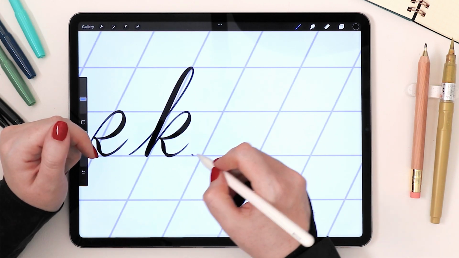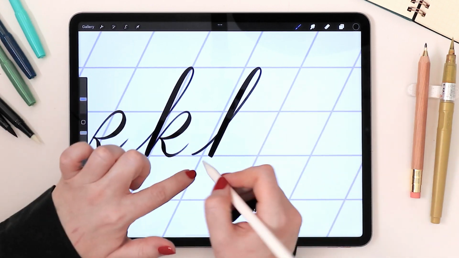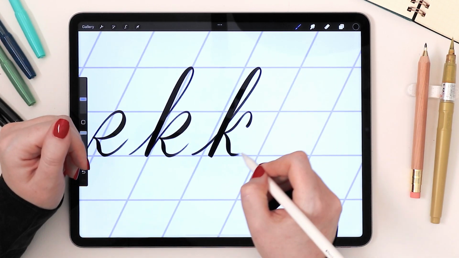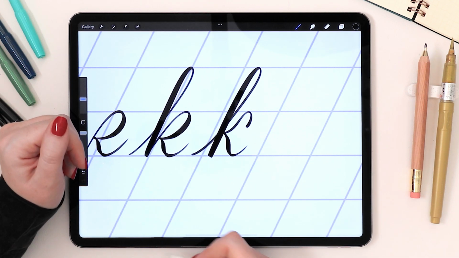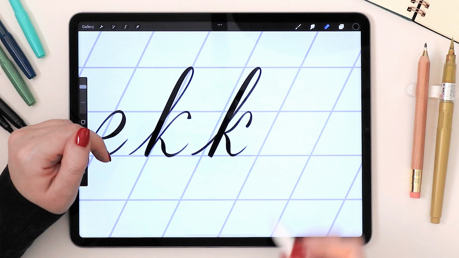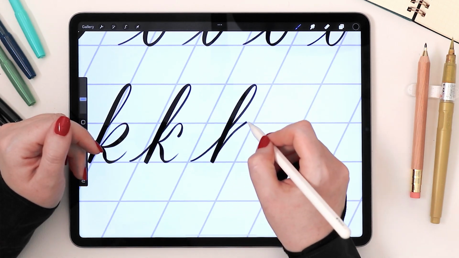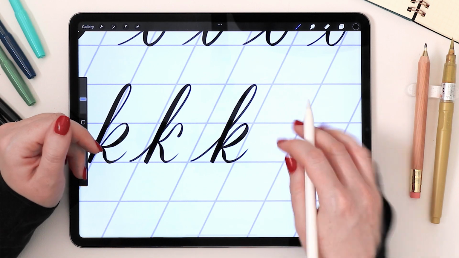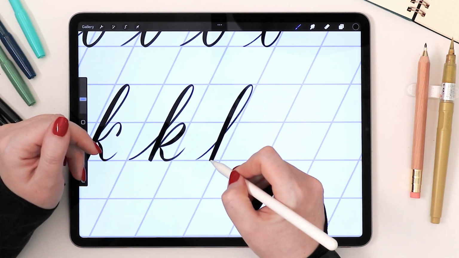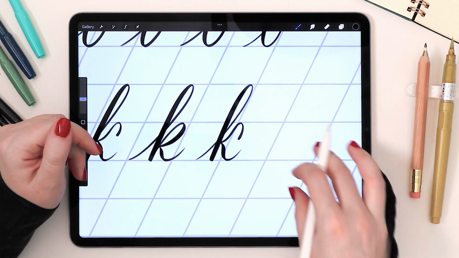Now you're probably already wondering, is there some variation on this? Yes, you could stop right here and lift your pen and create a K like that. That's essentially this K without this part of the loop. This is another matter of personal preference. Many lettering artists don't feel like stopping midway through a letter, and I get that. But depending on the application of it, you may or may not want to incorporate this other K into your repertoire.